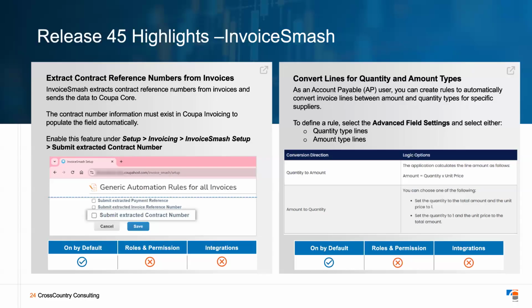As we're speaking on this, there is a new enhancement as far as converting lines for quantity and amount type. So Invoice Smash is going to be really built on defined rules. You're able to now define a rule to select what type of invoice line should be processed for your supplier invoices. This can either be quantity to amount or amount to quantity. And so again, Invoice Smash, when you have those standard rules, this will be a huge win in ensuring consistency among those submissions.